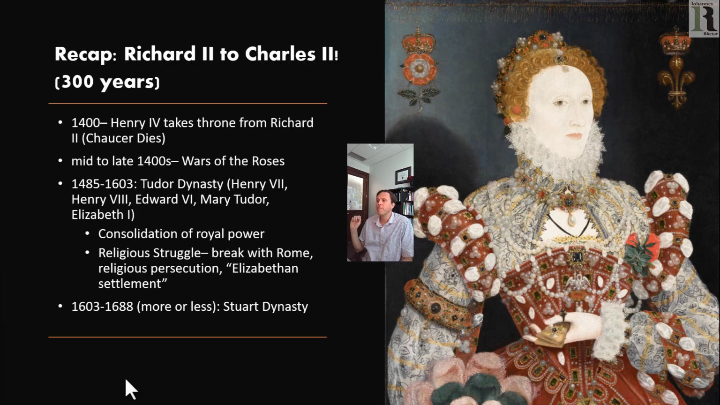That rings a bell. Then from 1485 to 1603, we have the Tudor dynasty, Henry VII and VIII, Edward VI, Mary Tudor, and Elizabeth I. A lot happens during this, but the two big things are, one, the consolidation of royal power, and two, this is a period of religious struggle. England breaks with the Roman Church, there's religious persecution going back and forth, and finally there's the establishment of the Church of England as a kind of, this is really simplifying things, but a kind of hybrid between Roman Catholic forms of worship and approximately Protestant theological views.